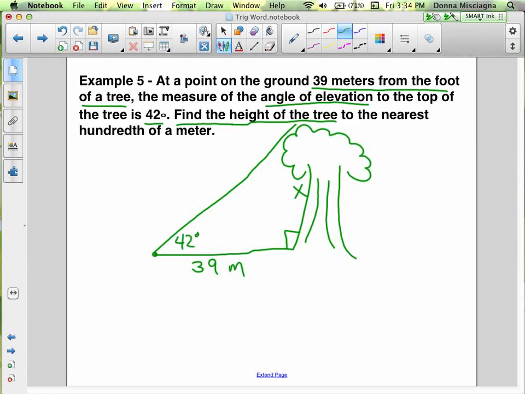Now all we have to do is label our sides relative to our angle. So the x here is opposite our given angle, and the 39 meters is adjacent to our given angle. Now we'll just use a trig ratio to solve. Opposite and adjacent, that's tangent again. So we have tangent 42 equals the opposite side over the adjacent side.